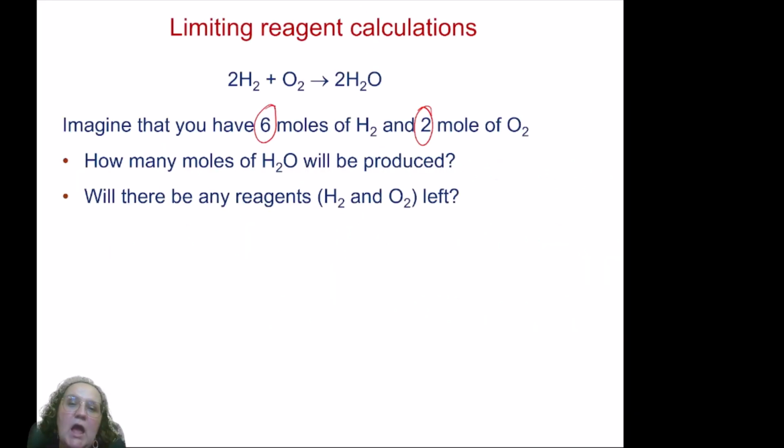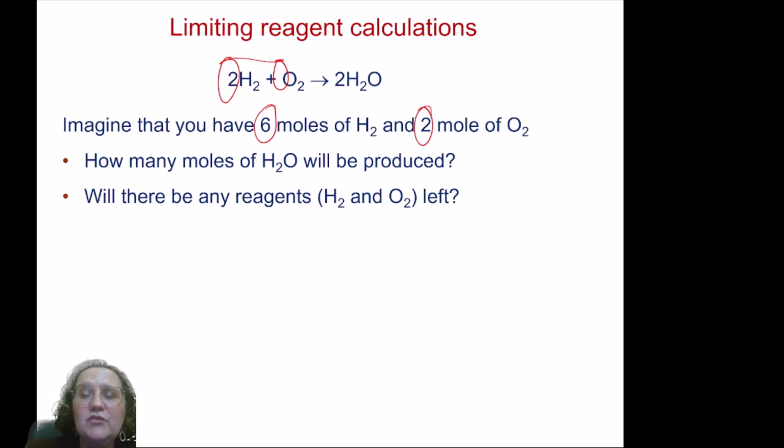So now, if you have 6 moles of hydrogen, how much oxygen would you need? Well, the reaction is the same reaction. It tells you that you need double the number of moles of hydrogen that you got of oxygen. So if you want your 6 moles of hydrogen to react completely, you will need half of that amount, 3 moles of oxygen. But you don't have 3 moles of oxygen. You only have 2. So those 6 moles of hydrogen, if they're going to react completely, will need 3 moles of oxygen, and they don't have them. You only have 2 moles of oxygen.